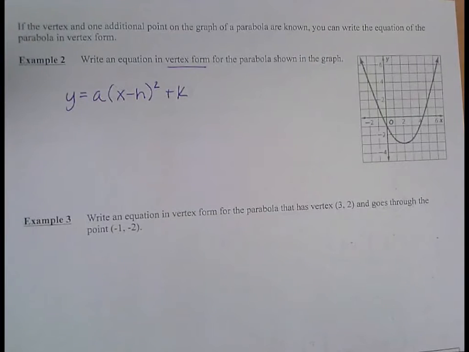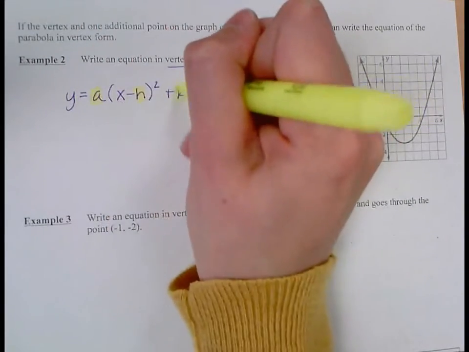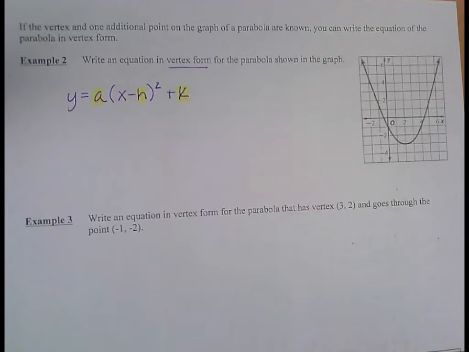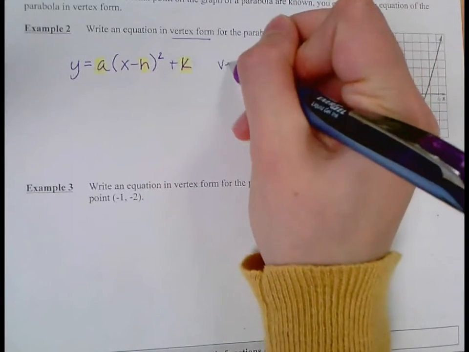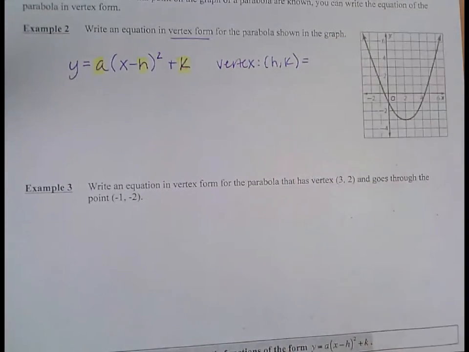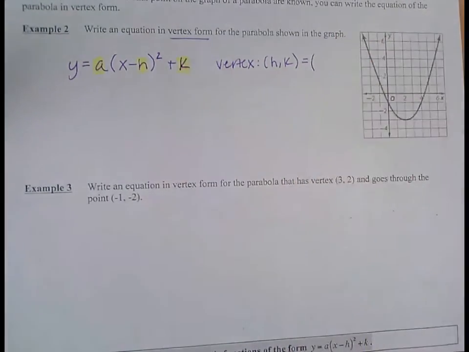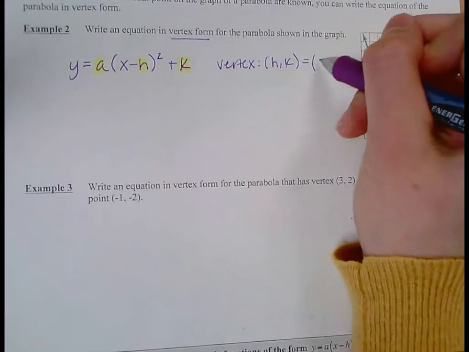And in order to write an equation in vertex form, you need to find three values. You need to know A, you need to know H, and you need to know K. If you know those three values, you can plug them in. That's your vertex form. So the two easiest ones to find are the H and the K because that's your vertex. So based on this graph, what are the coordinates of the vertex of the parabola? Yep, (2, -3). That's where our vertex is.